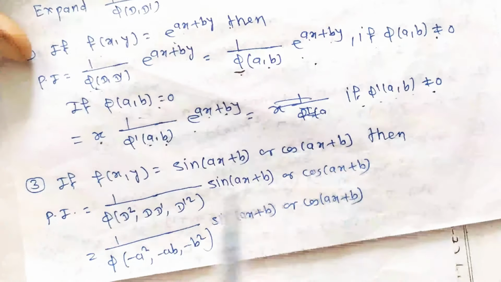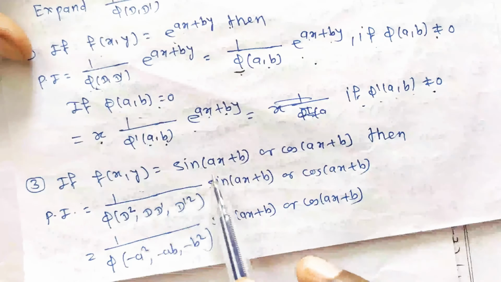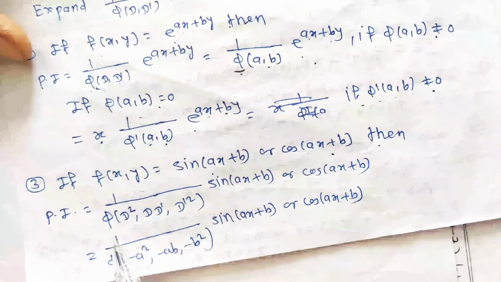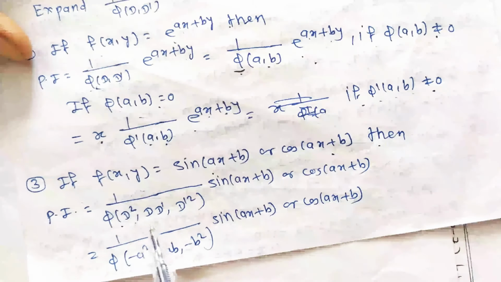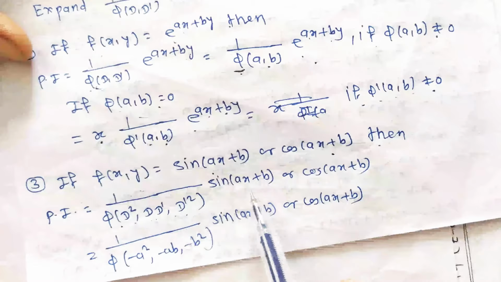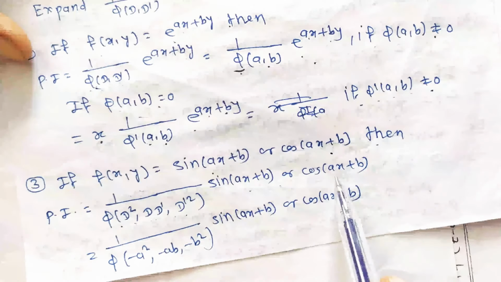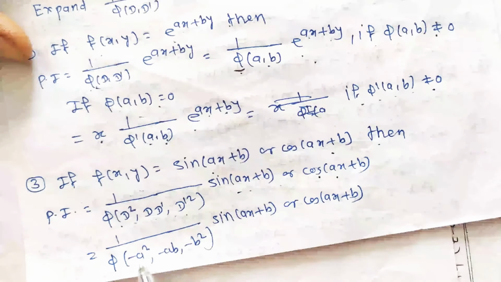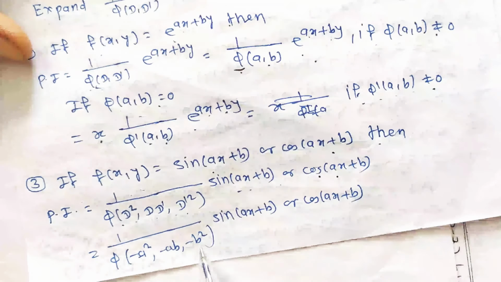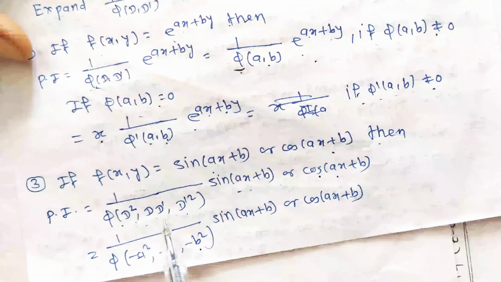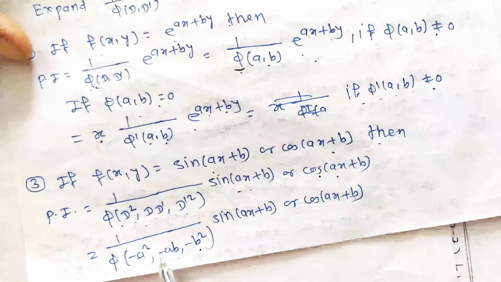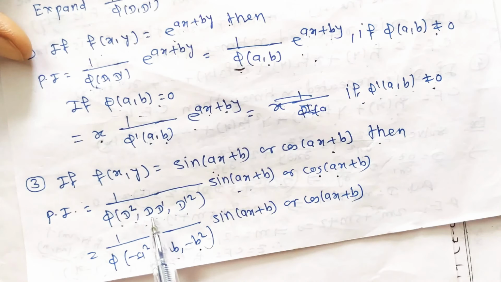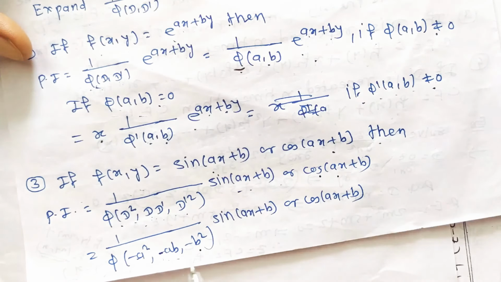Okay, then the third formula is, if f of xy is equal to sine of ax plus by or cos of ax plus by, then PI is 1 upon phi of D square, DD dash, D dash square, sine of ax plus by or cos of ax plus by. If sine or cosine is there, then we have to replace D square by minus a square, D dash square by minus b square, and DD dash by minus ab. Only one sign here, minus ab. इसमें से एक भी नेगेटिव आया तो ये नेगेटिव पॉजिटिव हो जाएगा.